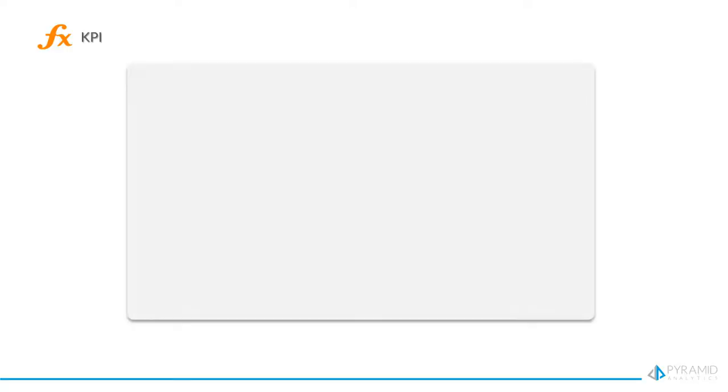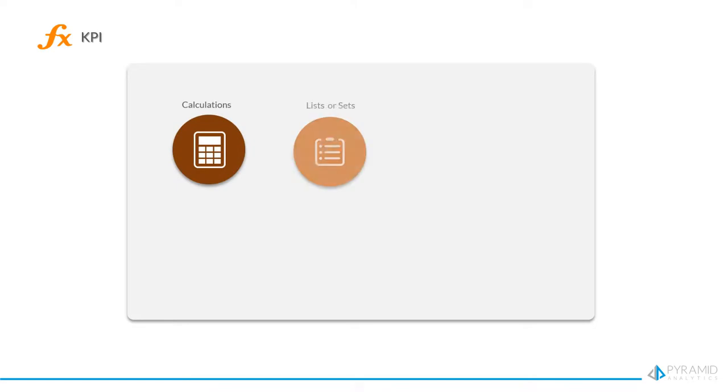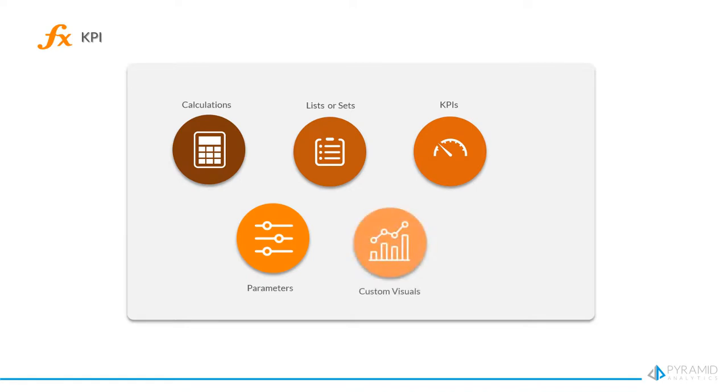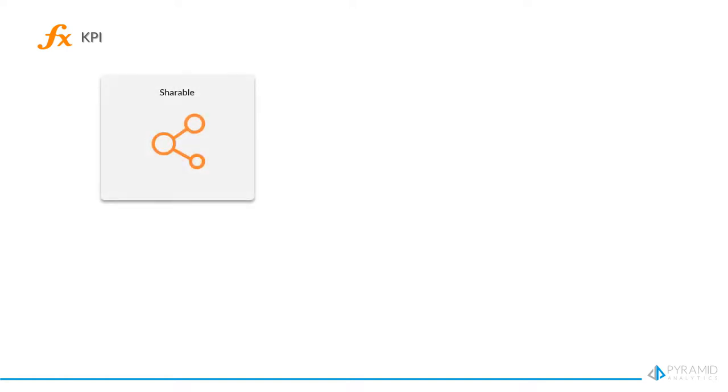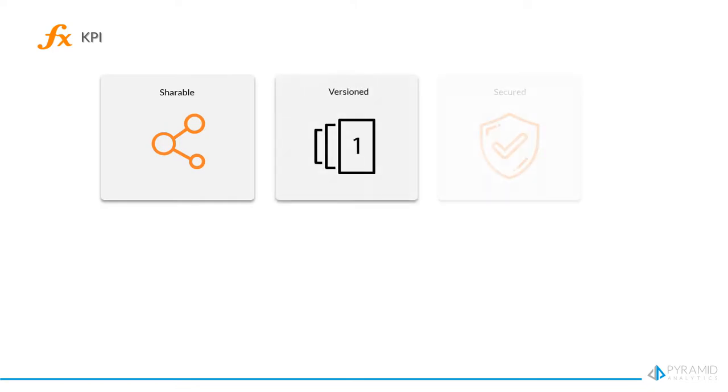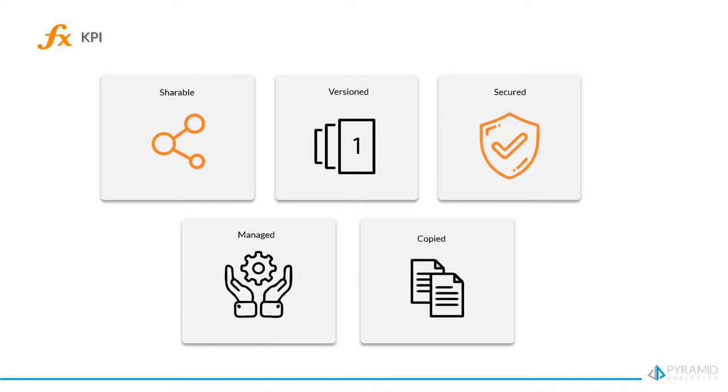The Formulate app in Pyramid is for pro users to author and build a variety of advanced logical items that are then used elsewhere. This includes calculations, lists or sets, KPIs, parameters, custom visuals, and Python and R scripts. The logic built in Formulate is usually shareable and stored like all other items in Pyramid in the content management system. This means that they can be versioned, secured, copied, and managed as first-class independent items, much like a report or a dashboard.